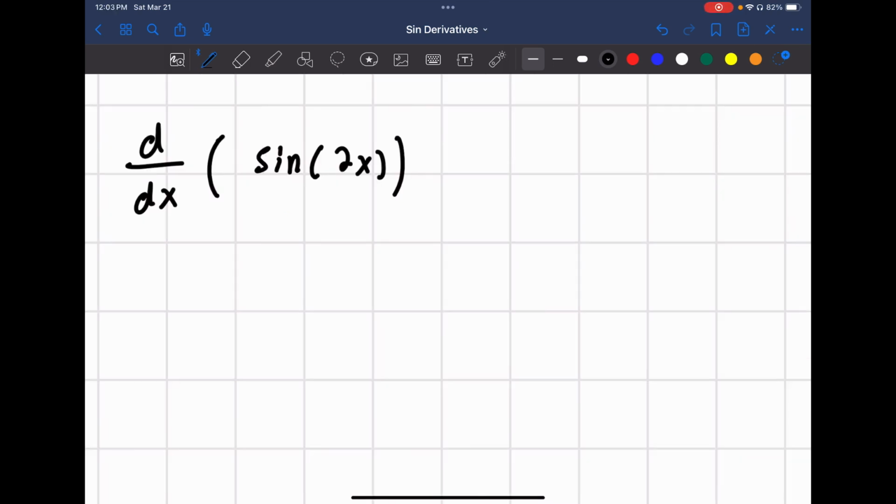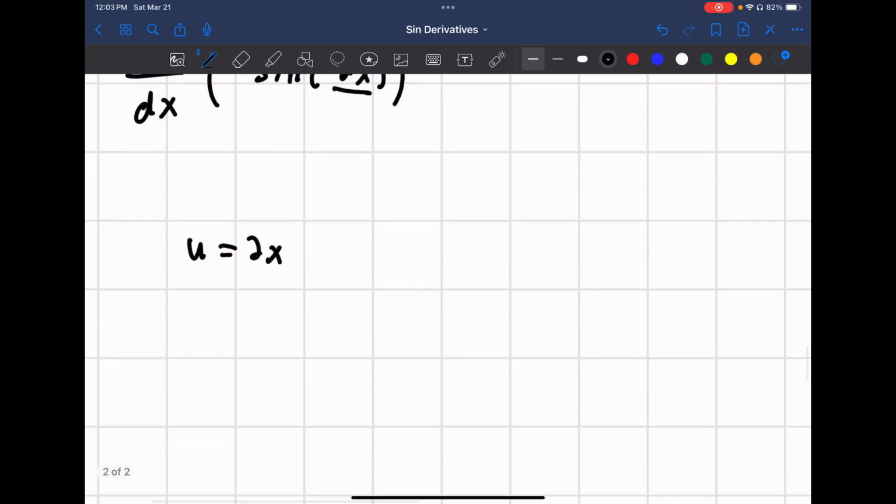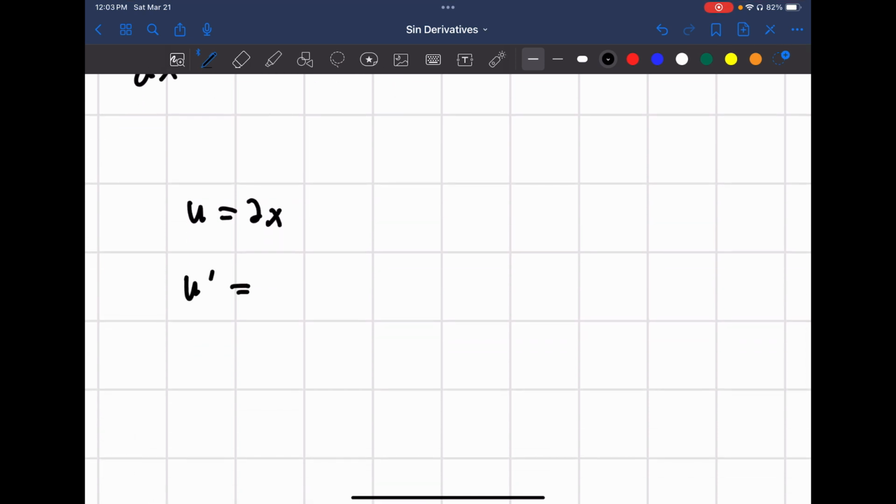In our next example, we have d over dx of sin 2x. So our u value will be 2x. So that is our inner function. U prime would simply just be 2.